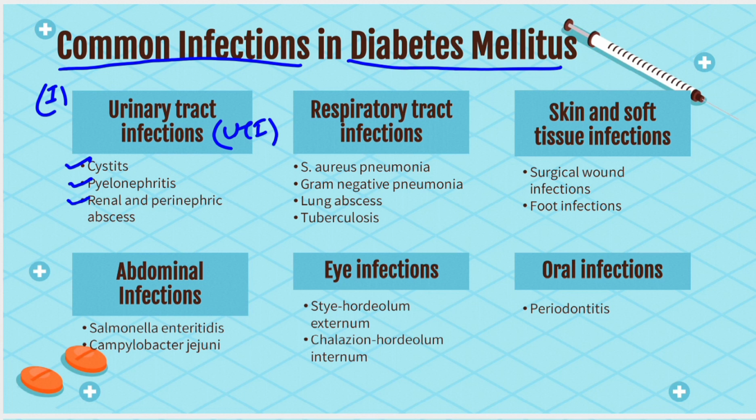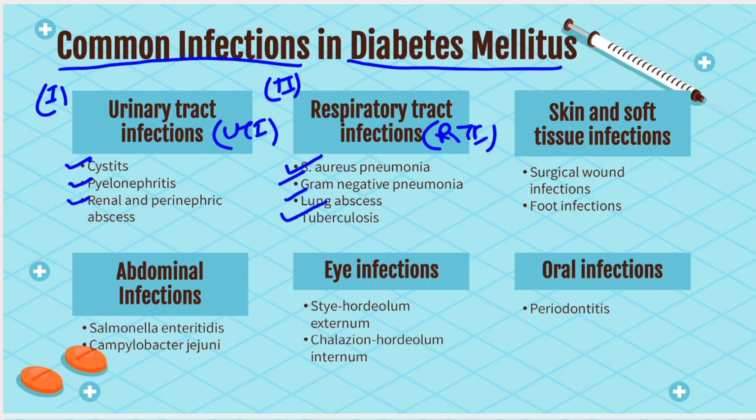The second common infection is respiratory tract infection, also known as RTI. This consists of pneumonia caused by Staphylococcus aureus bacteria, the gram-negative bacteria, lung abscesses due to infection, and tuberculosis.